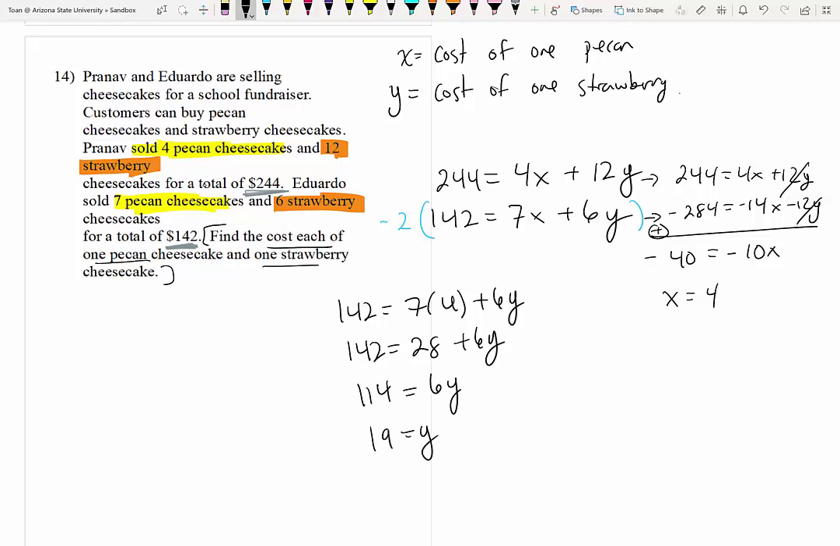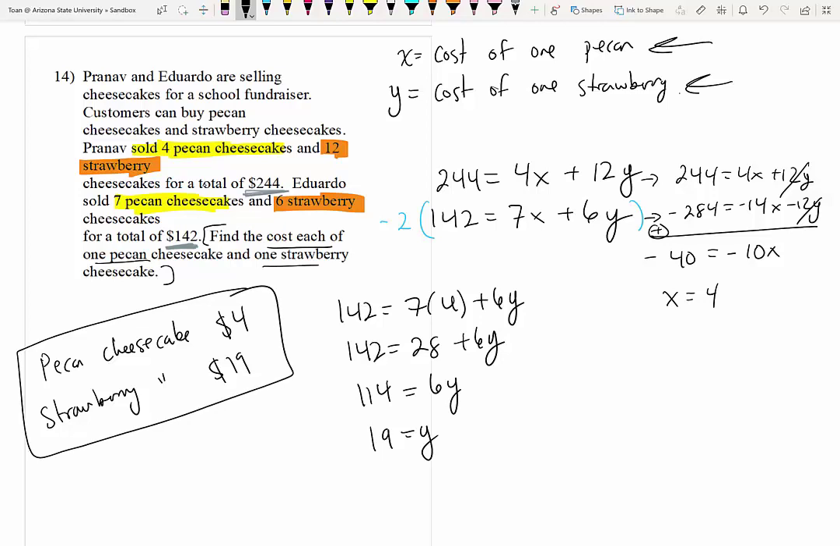So there's the solution. Find the cost of one pecan cheesecake and one strawberry cheesecake. We said that x was pecan, y is strawberry. So pecan cheesecake is $4 per, and strawberry cheesecake is 19 per. So that should have been the solution.